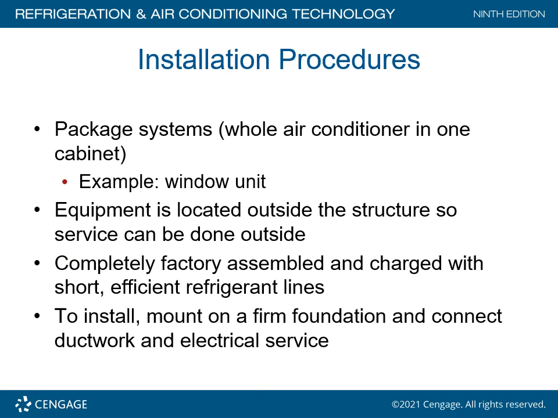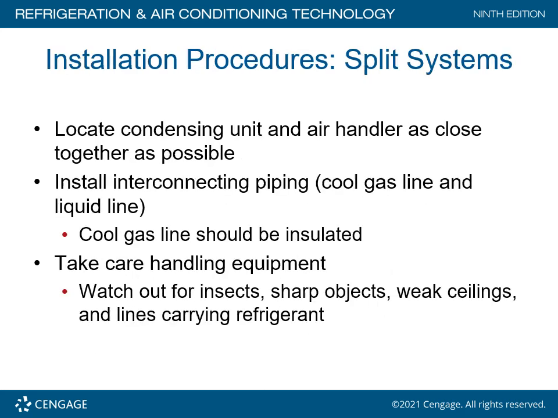Installation procedure. Package systems, whole air conditioners, are in one cabinet. An example would be a window unit or window shaker, as I like to call it. Equipment is located outside the structure so the service can be done outside. Completely factory assembled and charged, with short, efficient refrigerant lines. To install, mount on a firm foundation and connect the ductwork and electrical service. It looks easier than it is. It's a lot of work, guys, especially when you're putting in a mini split system or a split system. There's just lots of things that have to be done.